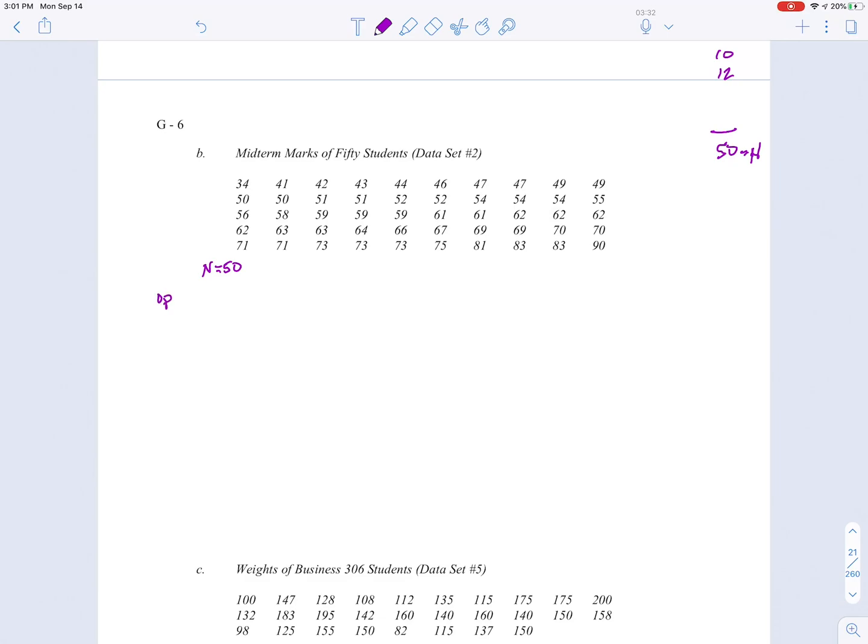And so we're going to come up with the optimal number of classes, which is going to be equal to 1 plus 3.33 times the log base 10 of 50, which is our N. And we've already calculated that above. It's the same N, so that comes to 6.66. And then we're going to go with the optimal width, which is going to be equal to the high minus the low, H minus L, over the optimal number of classes.